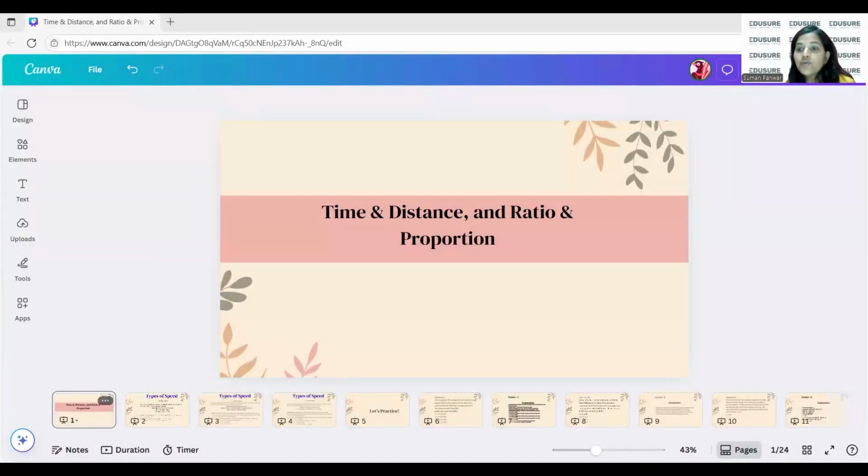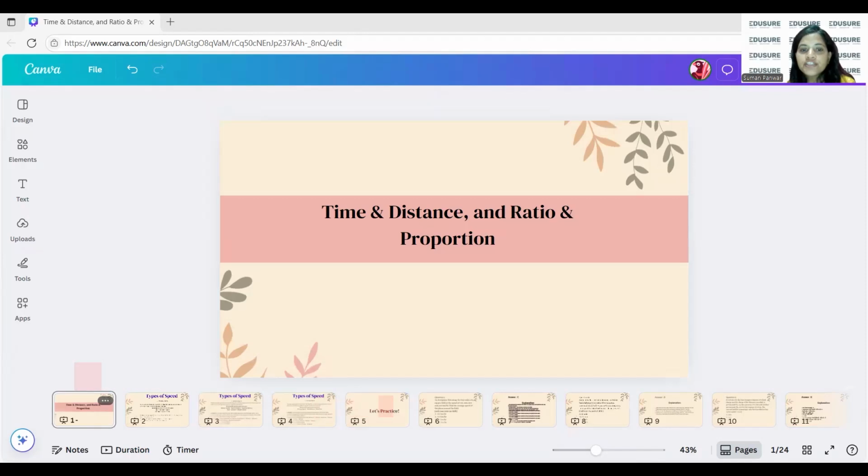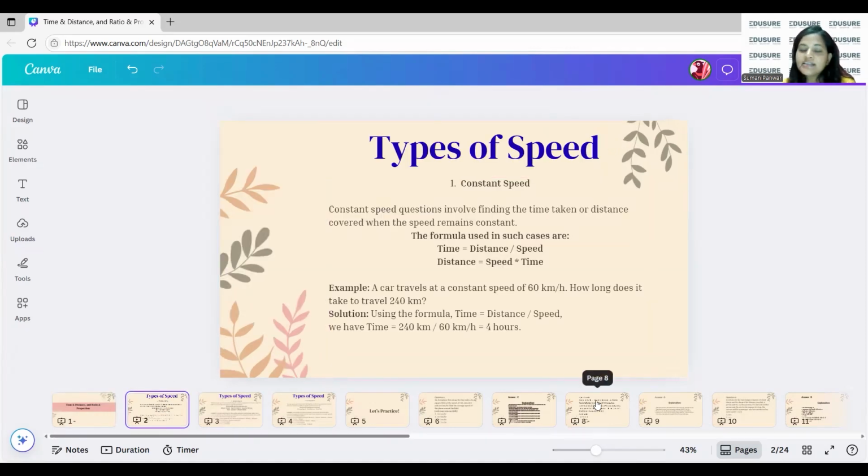Hello. So today we do one more very important part of mathematical reasoning for UGC NET, that is time and distance and ratio and proportion. Okay. So let's talk about speed, time and distance.